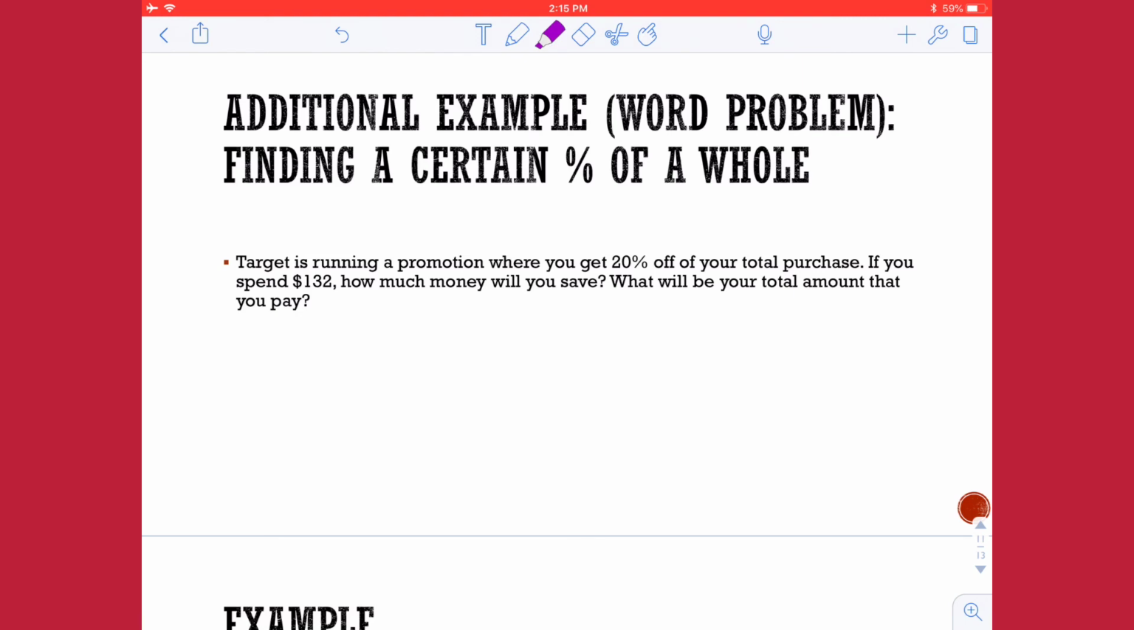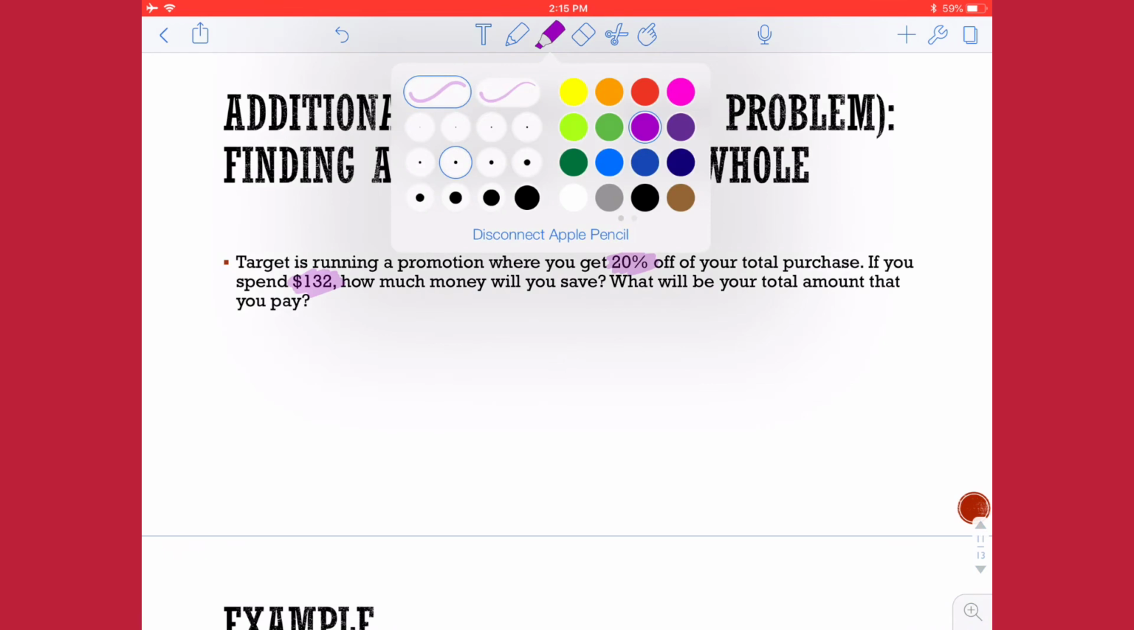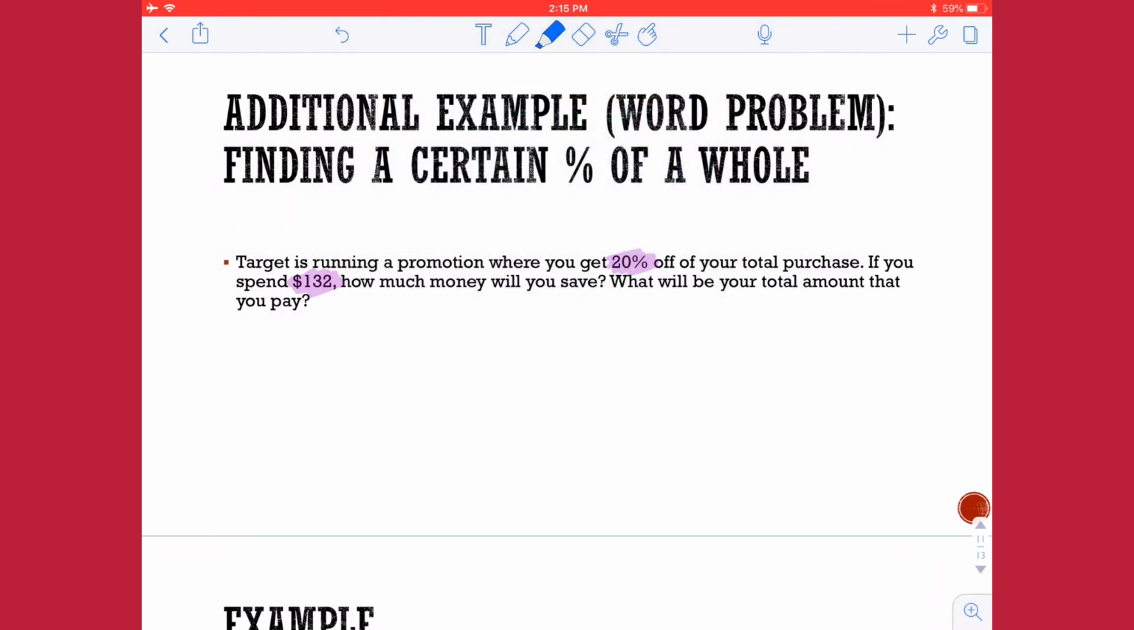So the first thing when you're dealing with a word problem is to not get overwhelmed. We have a tendency a lot of times to get overwhelmed with these sorts of problems. So you want to stay away from that and identify key information. Some key information is right here, our percentage value, which is 20%. We also want to know how much we spend, which is 132. That's my total amount.